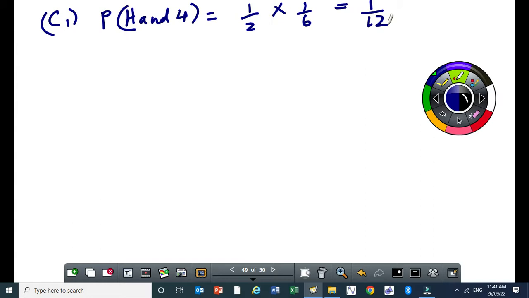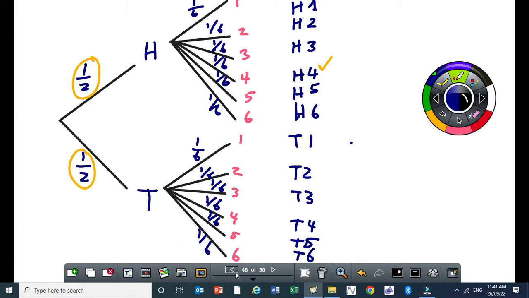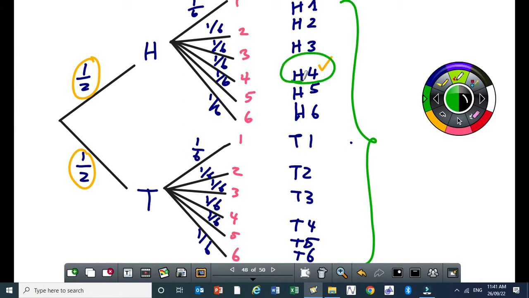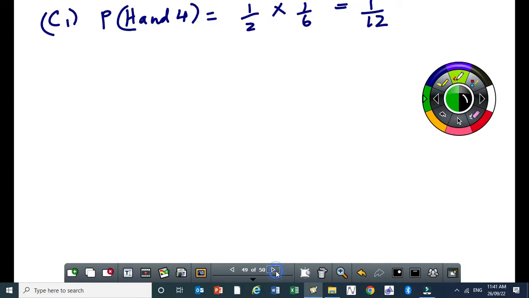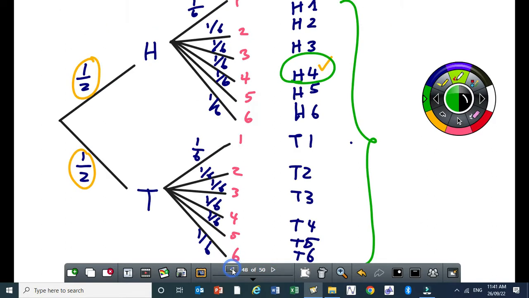You can also use your tree diagram. You see, we have got a total of, you add the total number of outcomes here, it's a 12. Okay? But getting a head and a 4, it's only one out of those 12. So there are two ways of getting the answer. You can get it directly from the tree diagram, or you can use the multiplication law of probabilities for independent events. Okay? You're following that. You can decide which way you want.